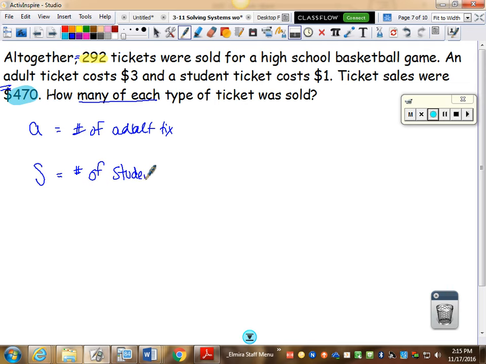Because I could easily write a completely different but related problem where I did ask you to figure out the cost of student tickets. So S is the number of student tickets.